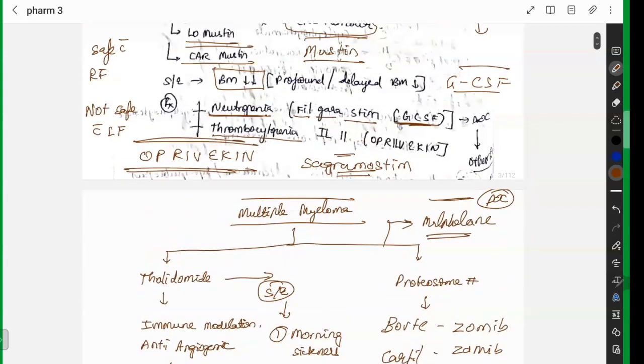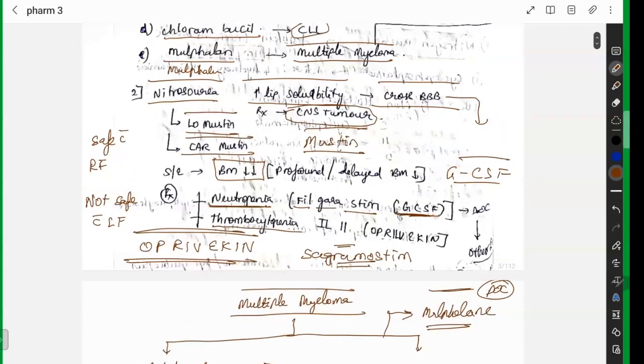Oprelvekin. So it's RIL, not RI. I'm very sorry, it's oprelvekin. Just change it. It is oprelvekin and not oprivekin. Okay, that's going to be your drug of choice in case of thrombocytopenia.